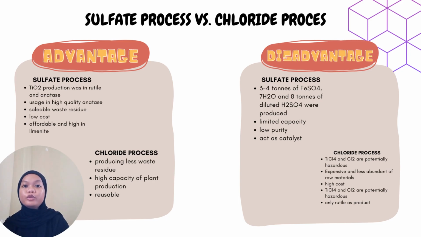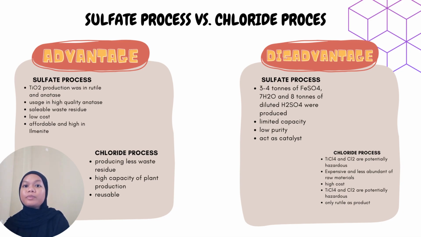Now let us move to the advantages of the chloride process. Firstly, the chloride process produces less waste residue. Next, it has a high capacity of plant production. Lastly, the final product in the chloride process is reusable in the first stage of the process. As we know, every advantage comes with its disadvantage. So the disadvantage of the sulfate process is the production of 3 to 4 tons of ferrous sulfate heptahydrate and 8 tons of sulfuric acid.